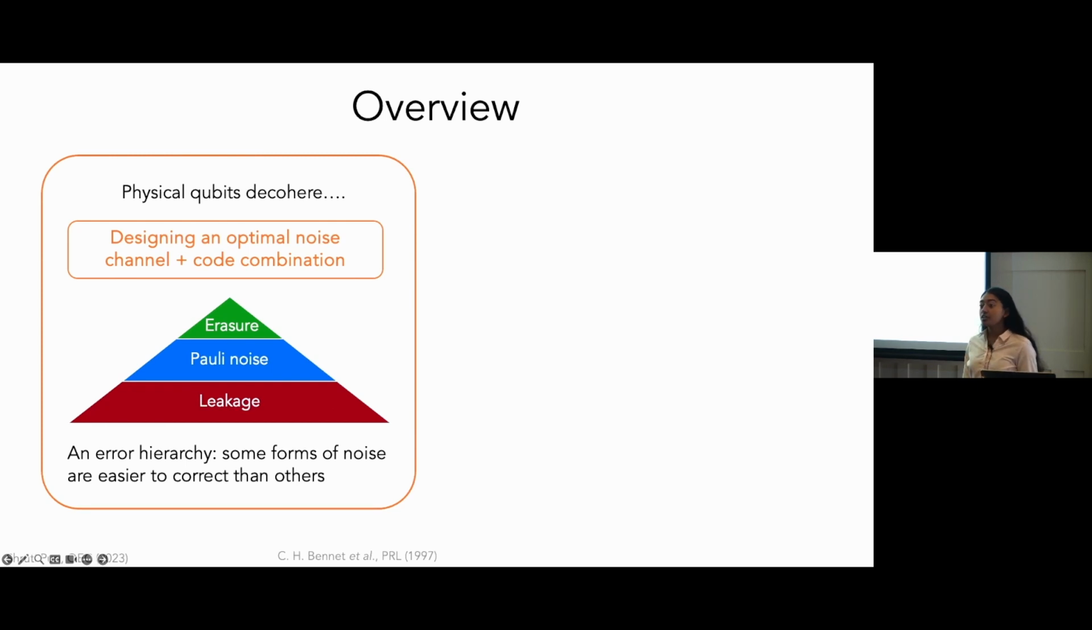And then given this noise channel that you've engineered, what is the optimal code that you can then put these qubits into to be able to maximally correct the errors that they do experience? So that's question number one.